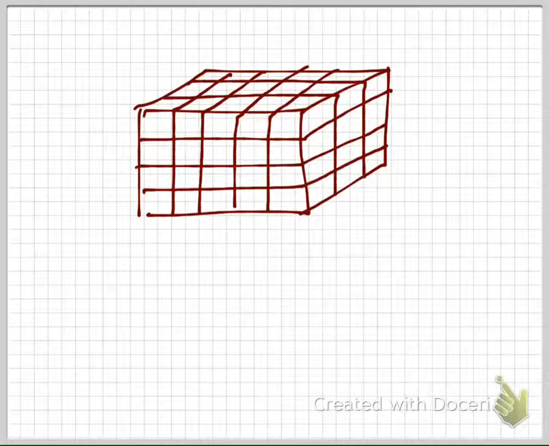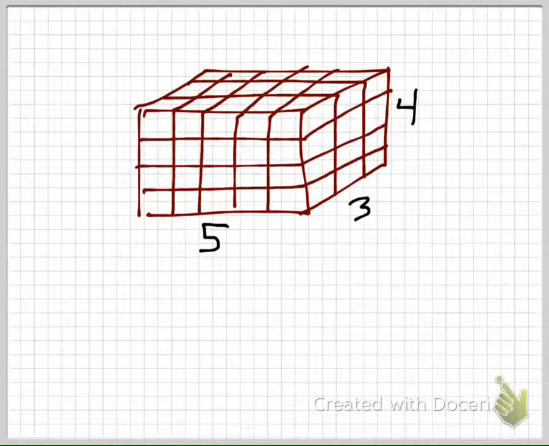Okay, you can see that, right? That looks like a bunch of blocks that are put together. So let's talk about the lengths here. This distance here is how many? This is 5, right? There's 5 blocks across that. Agreed? You see them? And then what's the length here? 3. And then the height? 4. Right? Does that make sense?